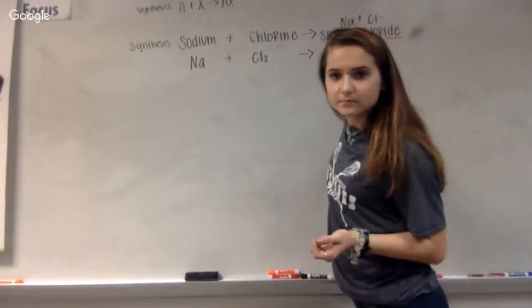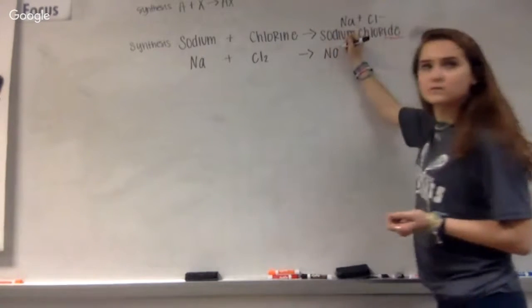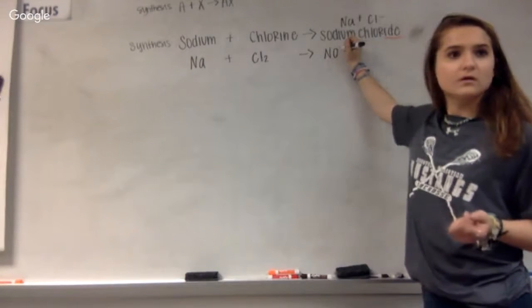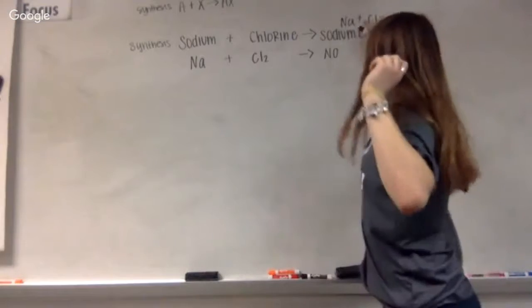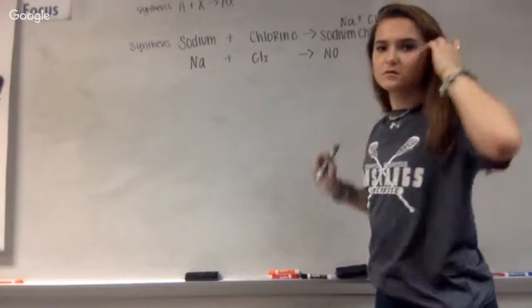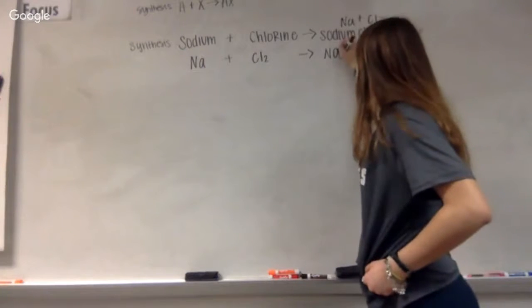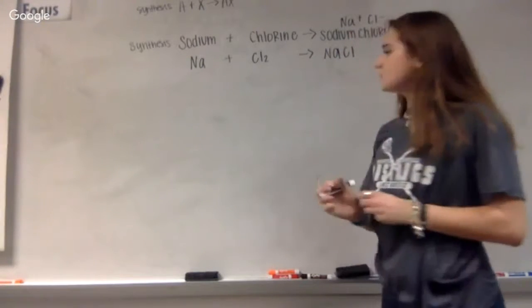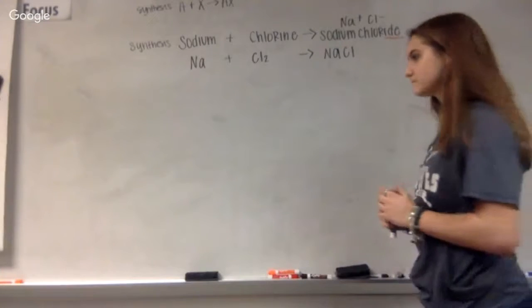Anna wants to know why you put the plus and the minus. Oh, because we have to figure out how to balance the charges. So if it wasn't an Na plus and a Cl minus, let's say it was Mg2 plus and Cl minus, the formula would be MgCl2.